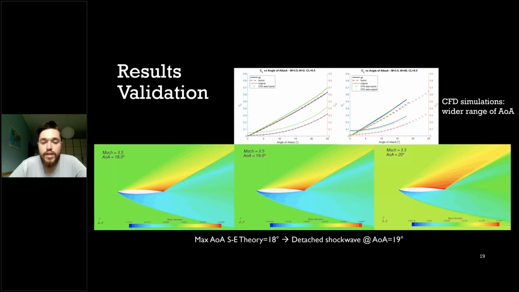In the end, the surrogated model has been validated. The broader angle of attack range can be explained considering that in CFD simulations, the results are still plausible even in a detached shockwave scenario. In fact, the surrogated model correctly predicts the detachment.